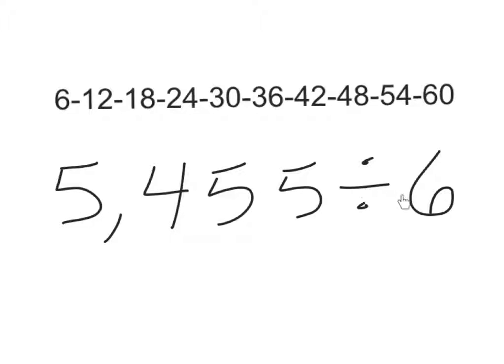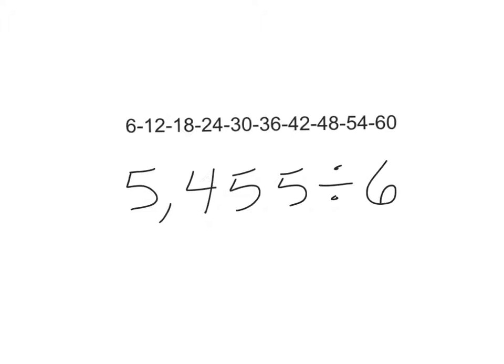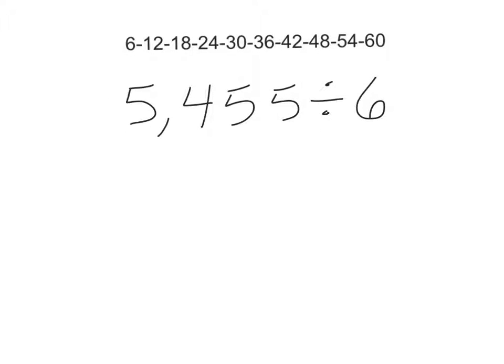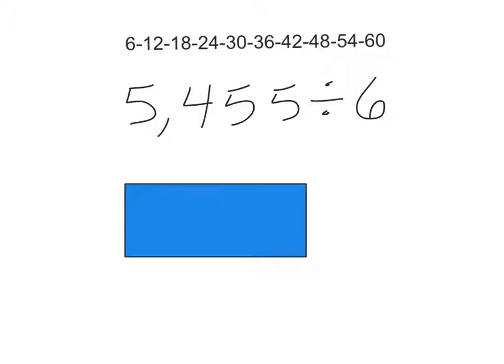5,455 divided by 6. So the first thing I want to do is write my counting by the numbers. 6, 12, 18, 24, 30, 36, 42, 48, 54, and 60. Next thing I want to do is give myself a little room and make my first area box.